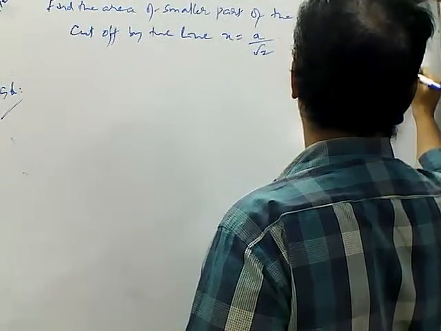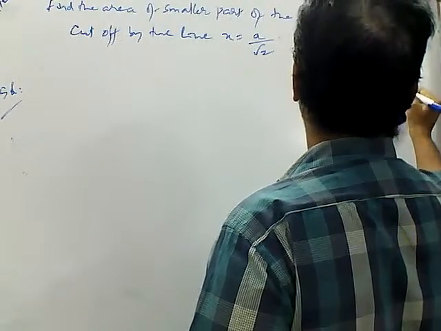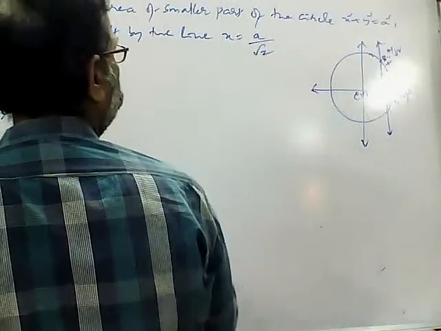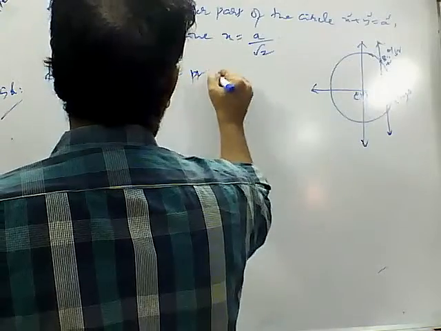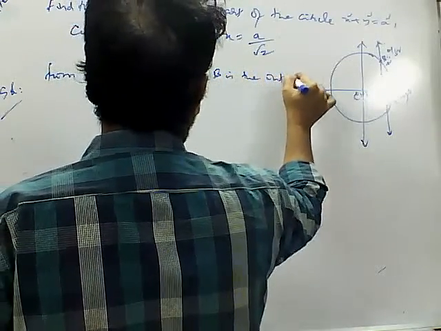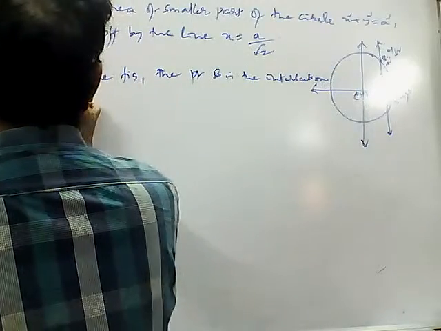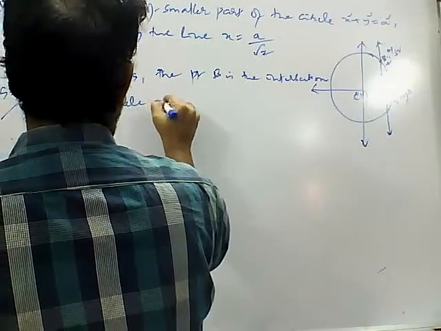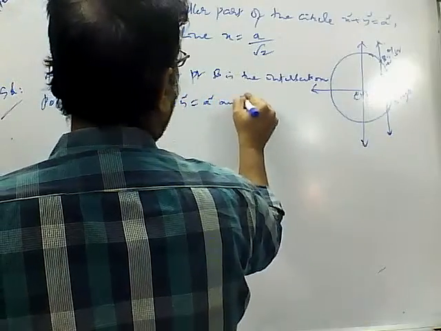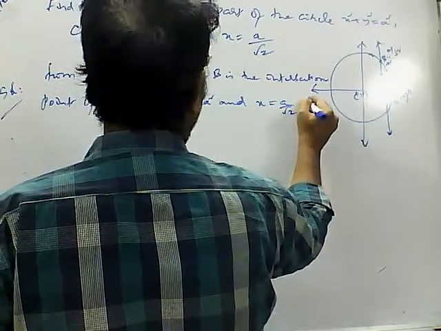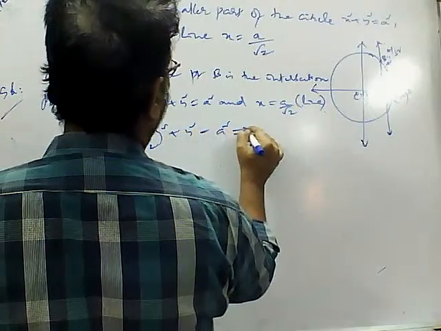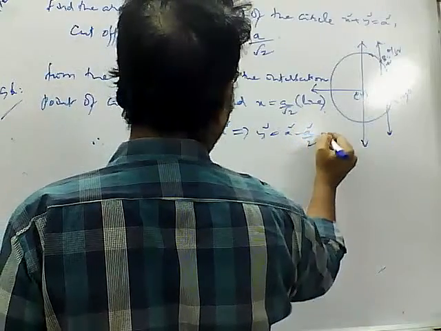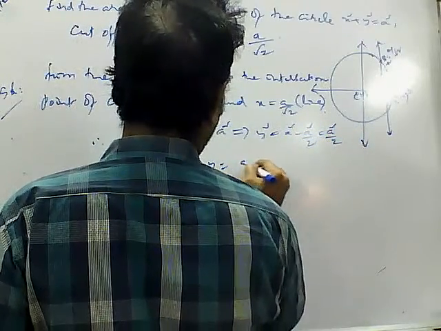So here you take A, B, C. From the figure, the point B is the intersection point of the circle x squared plus y squared is equal to a squared and the line x is equal to a by root 2. Therefore, (a by root 2) whole squared plus y squared is equal to a squared, which implies y squared is equal to a squared minus a squared by 2, which is equal to a squared by 2. So y is equal to a by root 2.